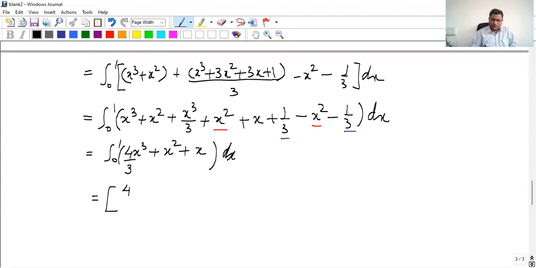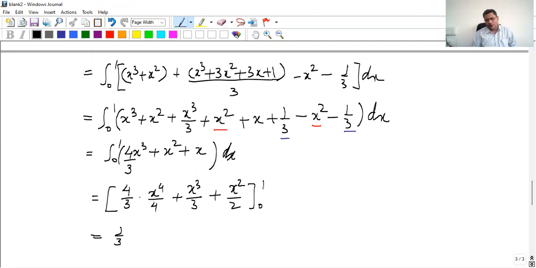Yes, sir. So this will be 4 by 3 x raised to 4 by 4 plus x cube by 3 plus x square by 2. And this is 0 to 1. Is that okay? Yes, sir. Okay. So now let us apply this. So this will be 1 by 3. If I apply x is equal to 1, so this 4 will get cancelled and you'll be having 1 by 3 plus this will be 1 by 3 plus this is going to be 1 by 2, minus you are using 0. So you can see 0 is everywhere. So it is going to be 0.